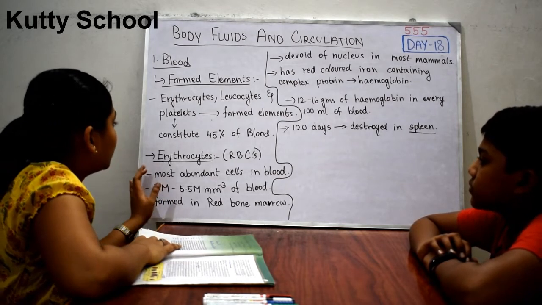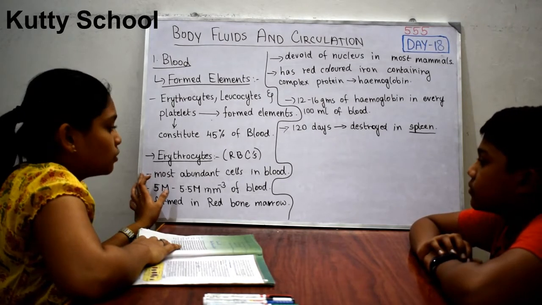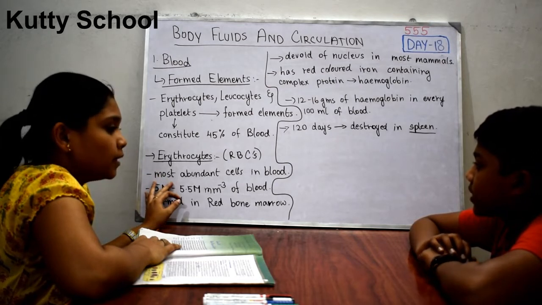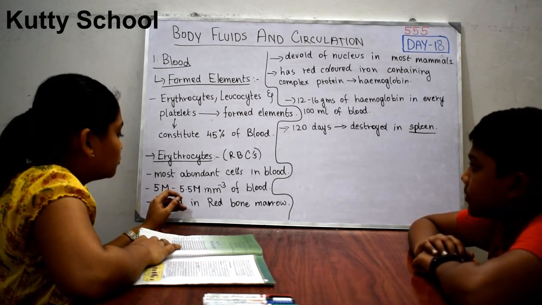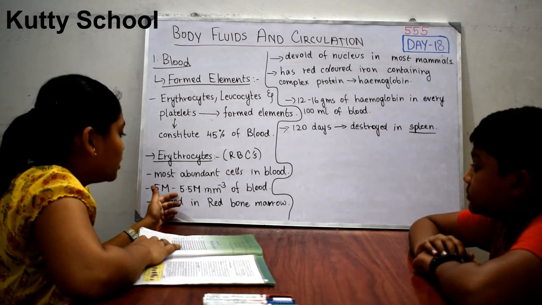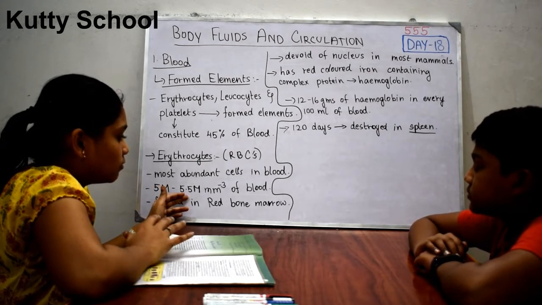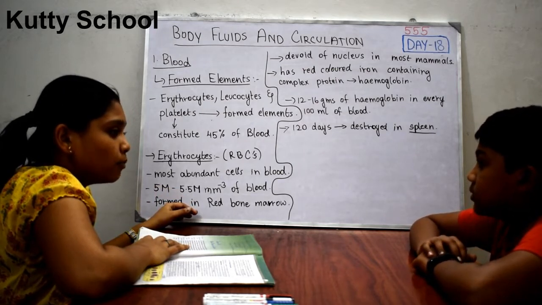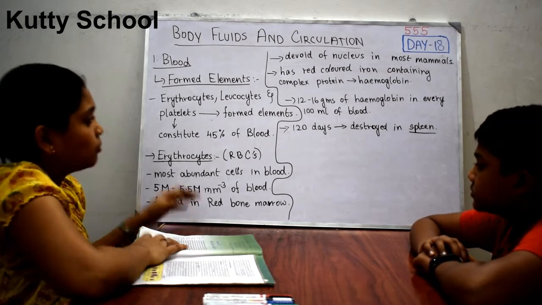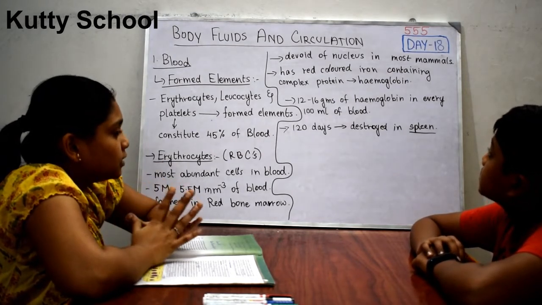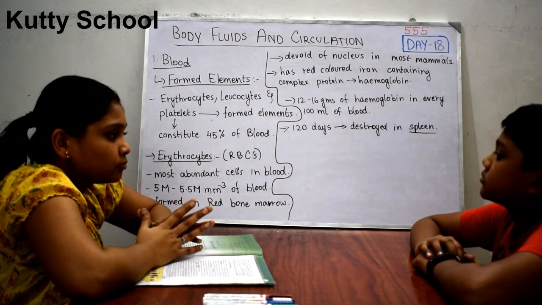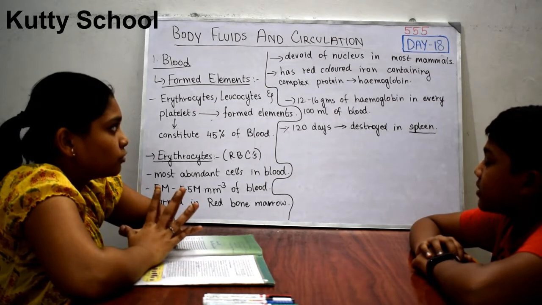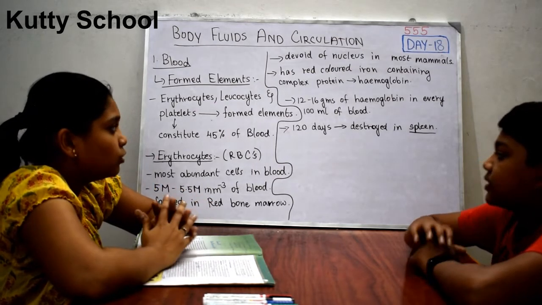Now we will see in detail about erythrocytes, also known as red blood cells. Red blood cells are the most abundant cells in blood. They range from 5 to 5.5 million per cubic millimeter of blood. They are formed in the red bone marrow. In most mammals, RBCs do not have a nucleus. Amphibians like frogs have a nucleus.